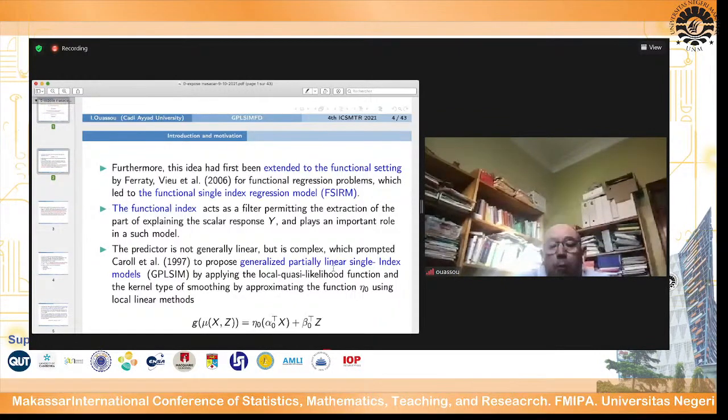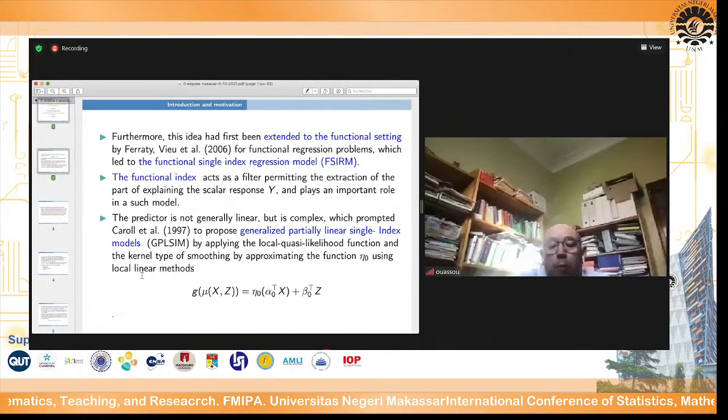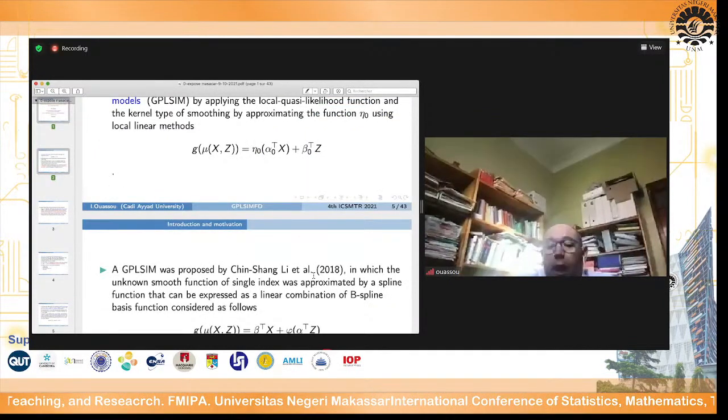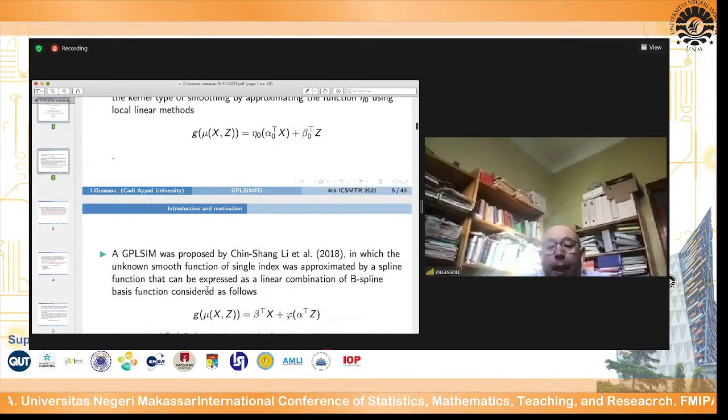The functional single index model, applying the local quasi-likelihood function and kernel-type smoothing by approximating the function η0. A generalized partially linear single index model was proposed by Chin-Yang, Lee and others in 2018, in which the unknown smooth function of the single index was approximated by a spline function, then expressed as a linear combination of spline basis functions.